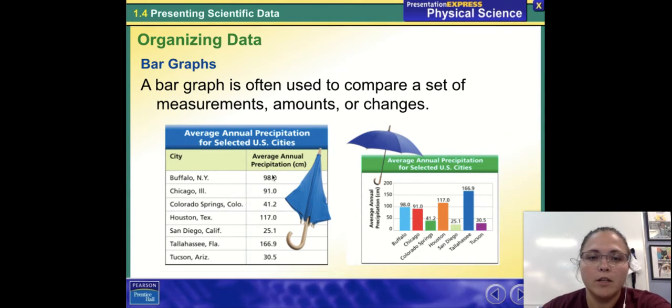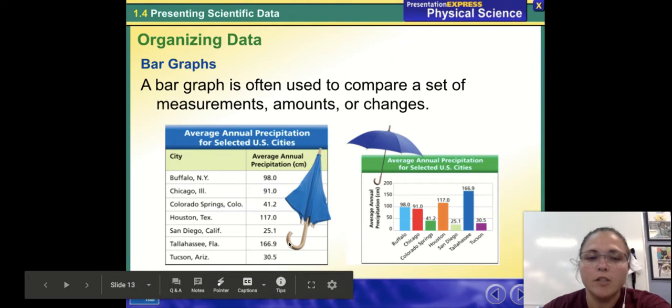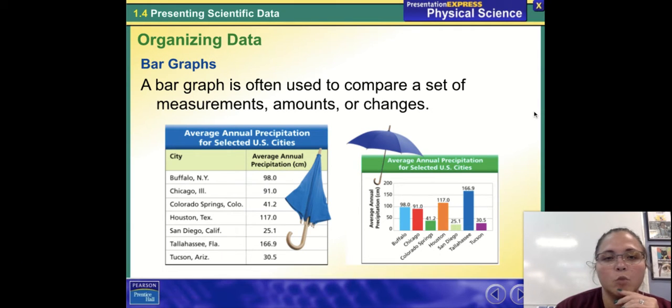So here we could look at the numbers, and there's not too many numbers, so we could pretty quickly go through and see which city has the highest amount of precipitation. But if we look at the bar graph, we can just see which bar is the highest, which bar is the lowest, which one's in the middle. It's much more visual, and it happens a lot faster. You can read that graph and get information much more quickly.